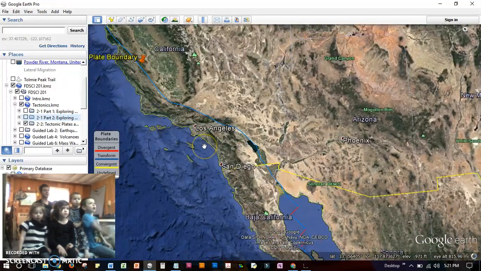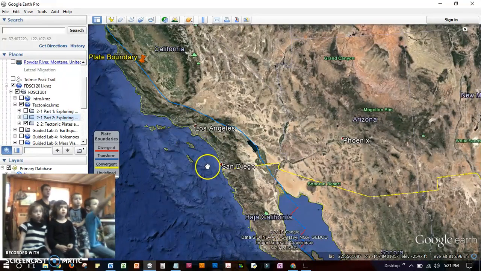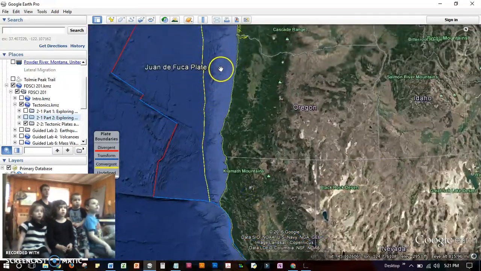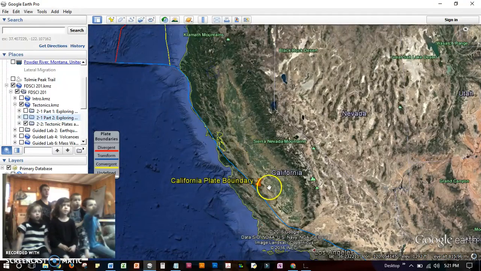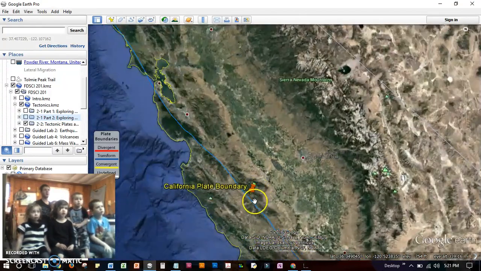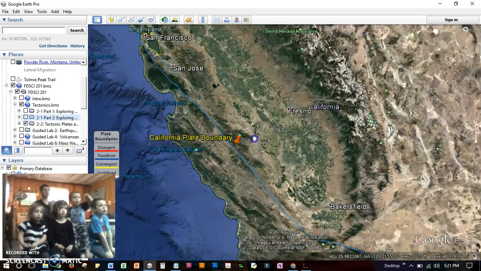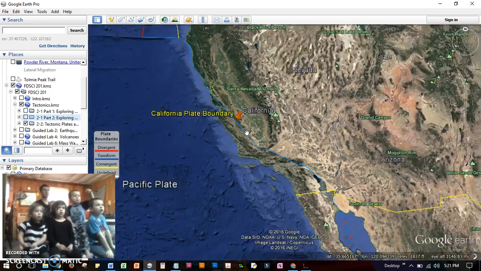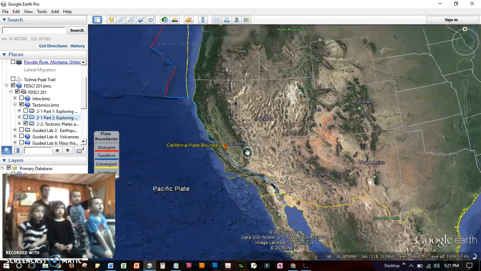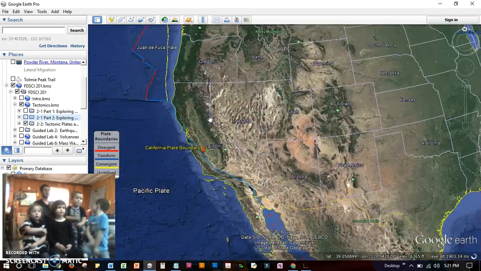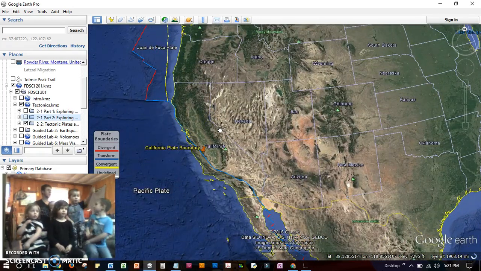What is that push pin? The orange push pin is just saying that this is the California plate boundary. And those green things are mountains.